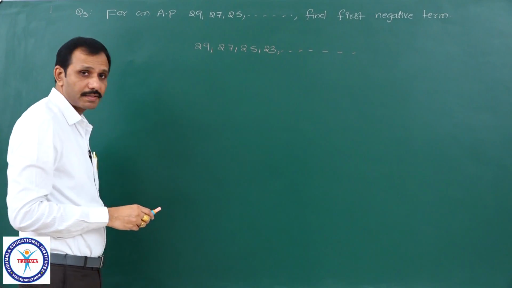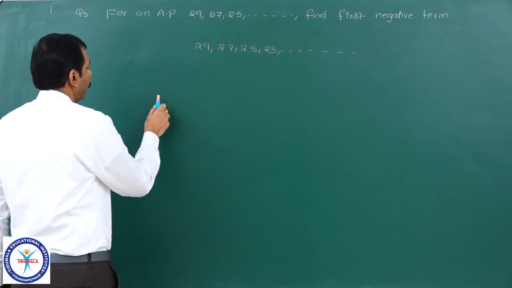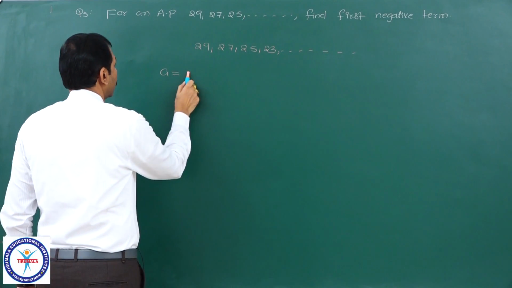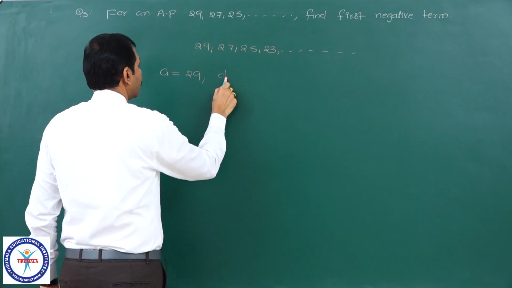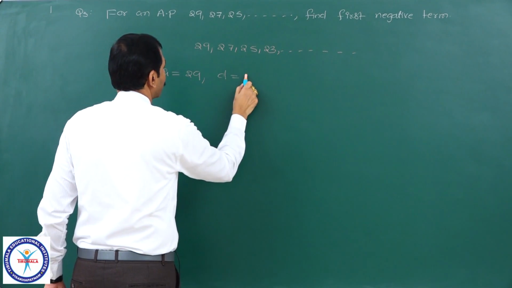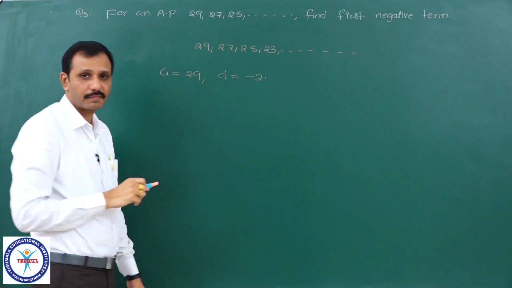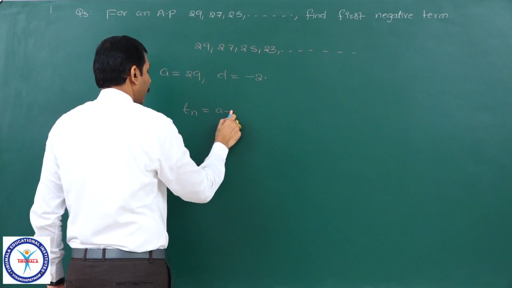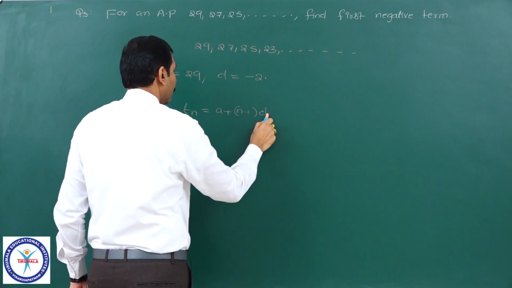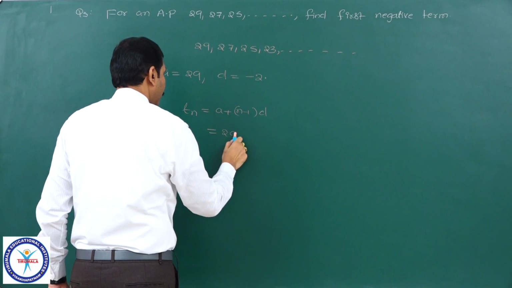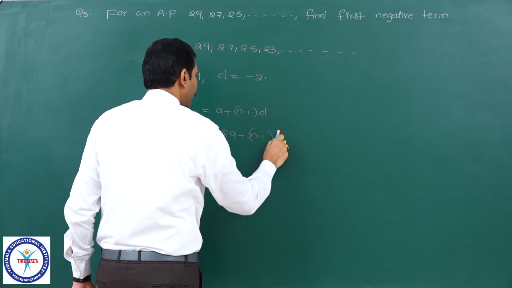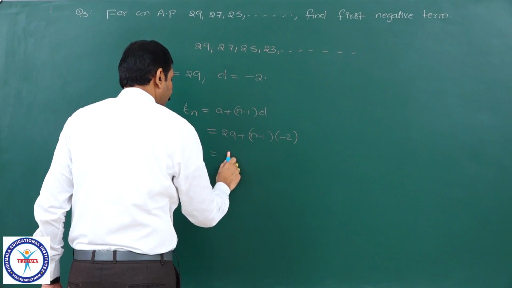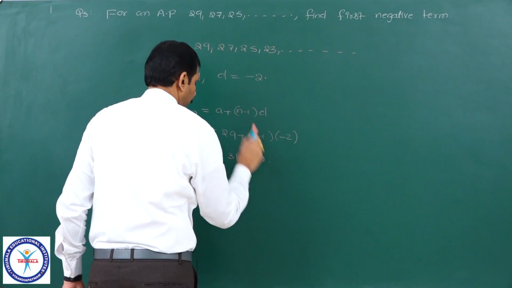What I will do, you see, first let us find the nth term of this sequence. For that, what is A, the first term? It is 29. And the common difference is 27 minus 29, which is minus 2. Let me write the nth term of this sequence: Tn is equal to A plus n minus 1 into D. It is equal to 29 plus n minus 1 into D, D is minus 2. It is equal to 29 plus 2, it is 31 minus 2n.